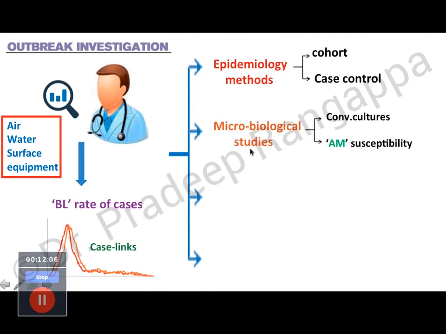Then the second investigation is microbiological studies, the conventional cultures. If the cultures are showing a similar resistant pattern, that would tell you that possibly there is an outbreak with this particular organism, like Acinetobacter. If it is a MDR Acinetobacter, or a carbapenem resistant Acinetobacter, and that has happened in 3 to 4 patients in the same area, then you would probably qualify it as a possible outbreak when the strains are the same. And antimicrobial susceptibility. So these two would indicate that there is a similar strain causing infection in multiple patients, and you would call it a possible outbreak.